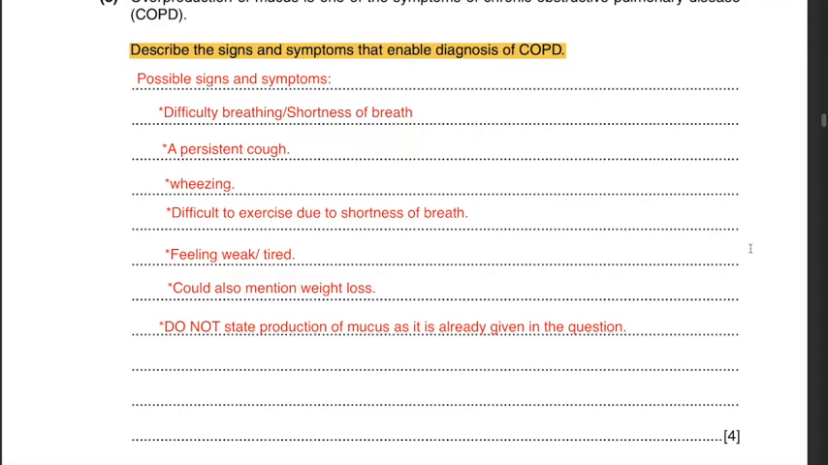or feeling tired. Could also mention weight loss. Do not state the production of mucus as it is already given in the question. Hence, writing 4 possible signs and symptoms out of the ones given would leave you with 4 marks.